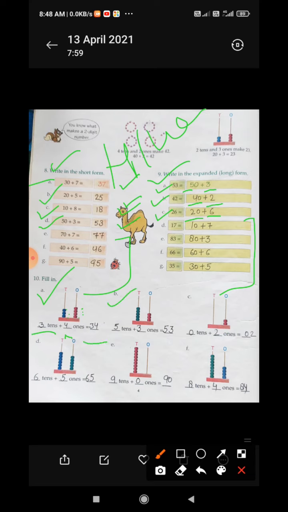Now B part, 5 tens. Here you can see in tens how many beads are there? 5. Write here 5. Plus in ones place how many? 3. Write here 3. Now write in short form, 53. Like this you do all parts in books only in a good handwriting.